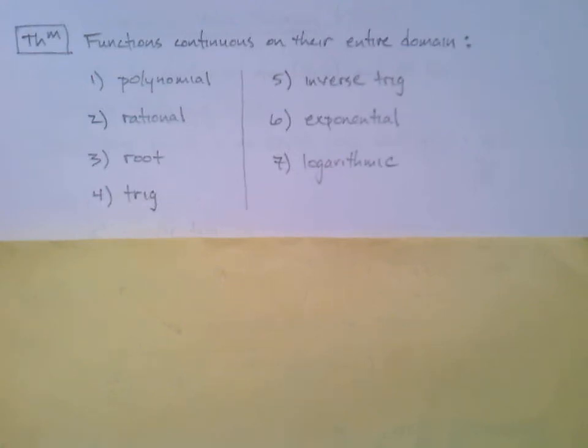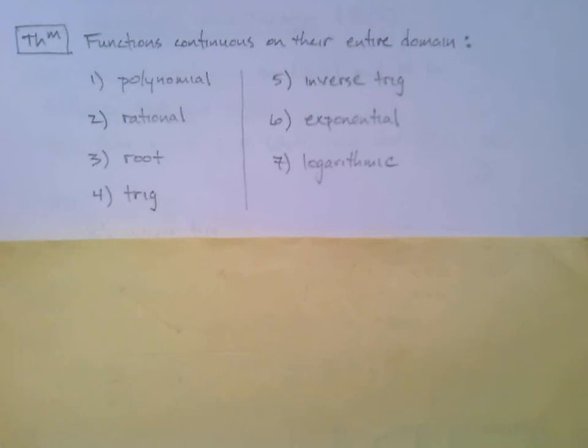So we've got these 7 families or types of functions: polynomial functions, rational functions, root functions, so that's square root functions, cube roots, that sort of thing. All the trig functions, all 6 trig functions, the inverse trig functions, all exponential functions, and all logarithmic functions. These are all continuous on their entire domain.